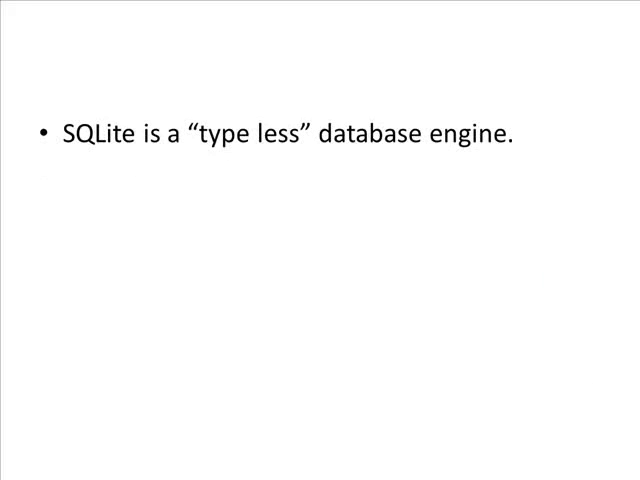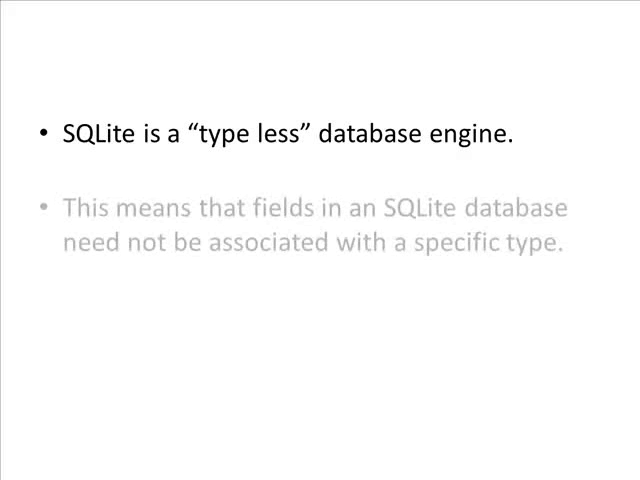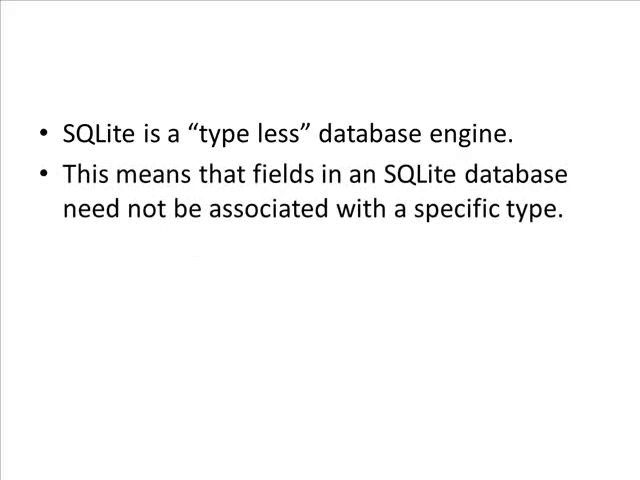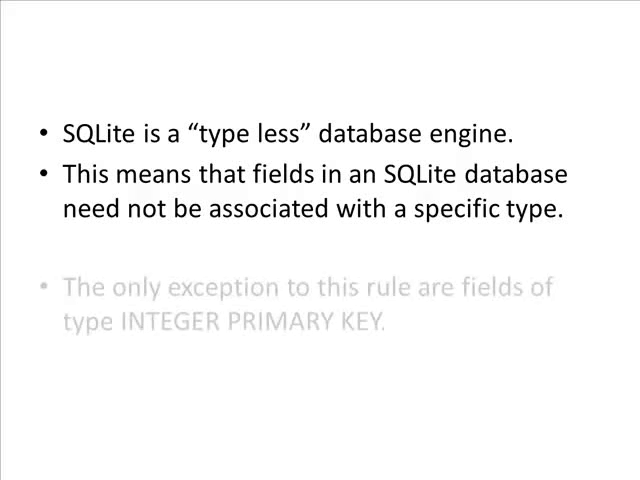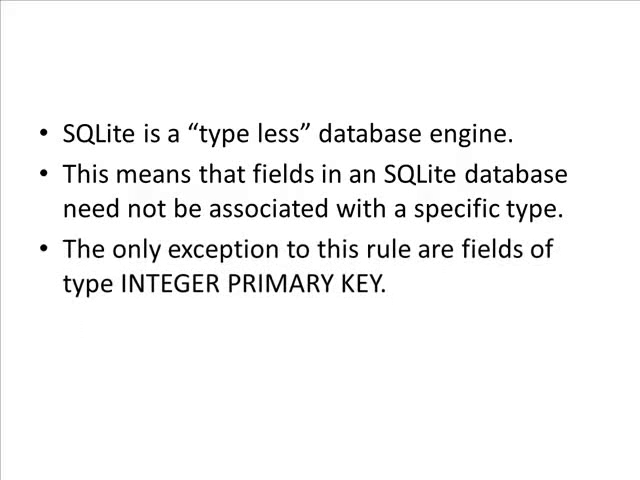What is more important, SQLite is a typeless database engine. This means that fields in an SQLite database need not be associated with a specific type. And even if they are, they can still hold values of a type different than what is specified. The only exception to this rule are fields of type integer primary key. These fields are auto-number fields that generate unique numbers for records in a table, similar to MySQL's auto-increment fields.